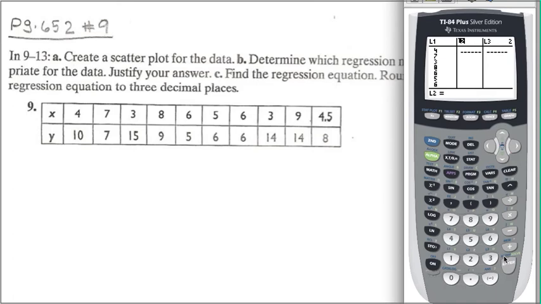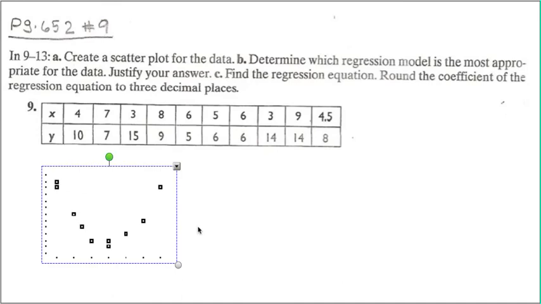All right. So here we have 10, 7, 15, 9, 5, 6, 6, 14, 14, 8. All right, so let's try to see what kind of scatter plot we'll be getting. All right, so when you look into that, what does that remind you of? It looks more like a quadratic, isn't it? Do you see the parabola here?